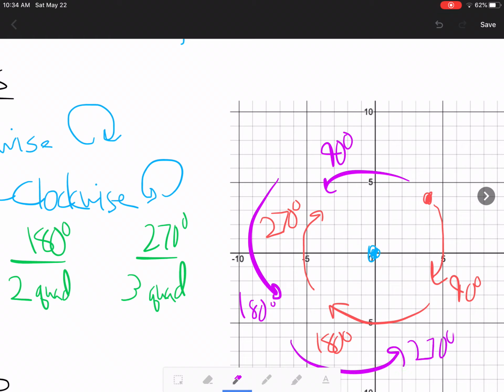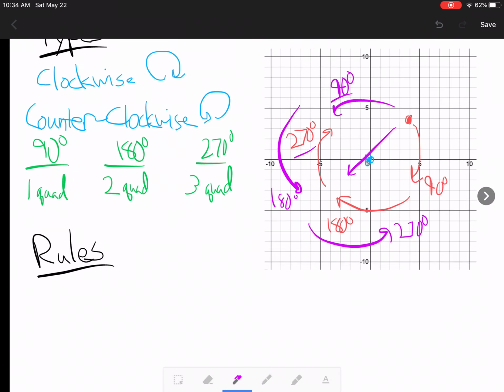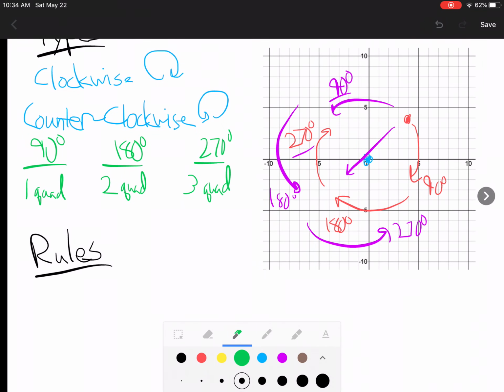Now what I want you to take from this is that when you rotate 180, it doesn't matter which direction. You're just going straight across like that. When we're rotating 90 or 270, 90 degrees one direction is equal to 270 the other direction. Now, that's going to come into play with our rules. So let's go to this color.